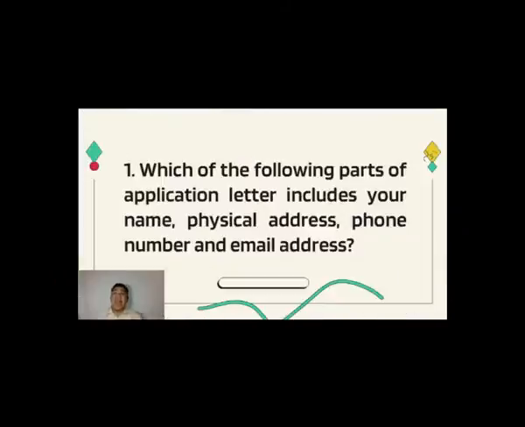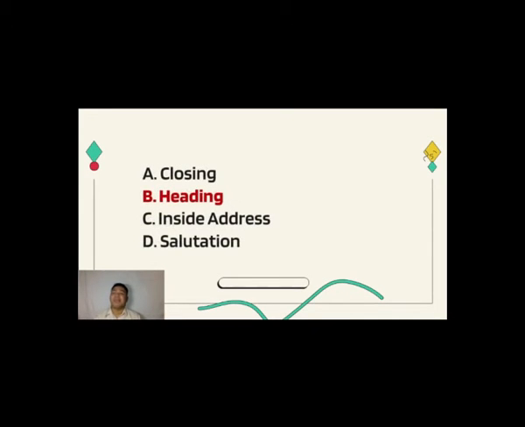Okay, now we will check your answers. Question number 1. Which of the following parts of an application letter includes your name, physical address, phone number, and email address? And the correct answer is letter B, heading.